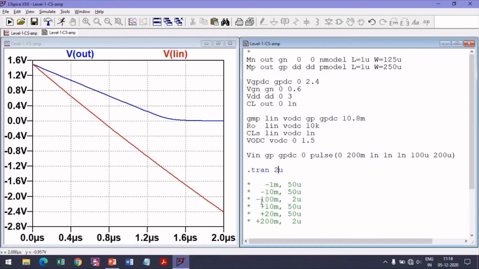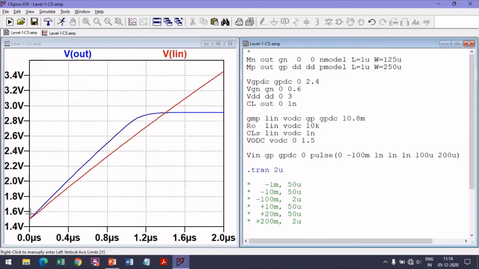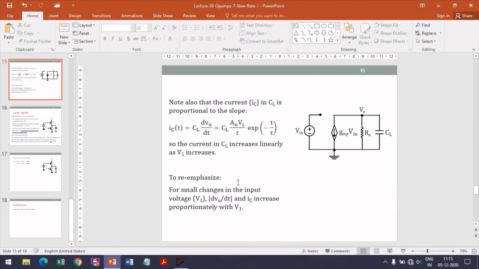All right, let me go back and do this negative step again, because it is important. For a negative step, the slew rate, dV by dt, was higher than the linear predicted model, because as we saw, for a negative step, the rate of change depends on the PMOS drain current, and the PMOS drain current will keep on increasing as the magnitude of the step is increased. All right, this is what we'll discuss today.